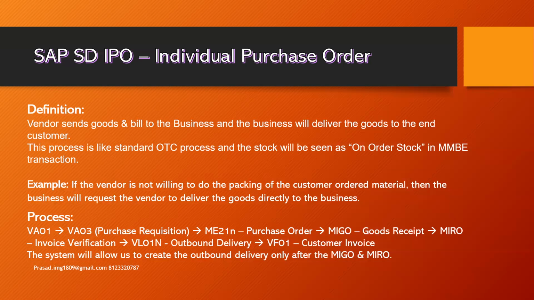Then we also have to perform the invoice verification, to check whether the vendor has delivered the goods at the accepted, agreed pricing norms, so that the system will allow us to create the invoice and then the billing delivery document. Here the delivery is associated after the invoice verification, that is the incoming invoice. Then the system will finally allow us to create the customer invoice. So the system allows us to create the outbound delivery only after MIGO and MIRO.